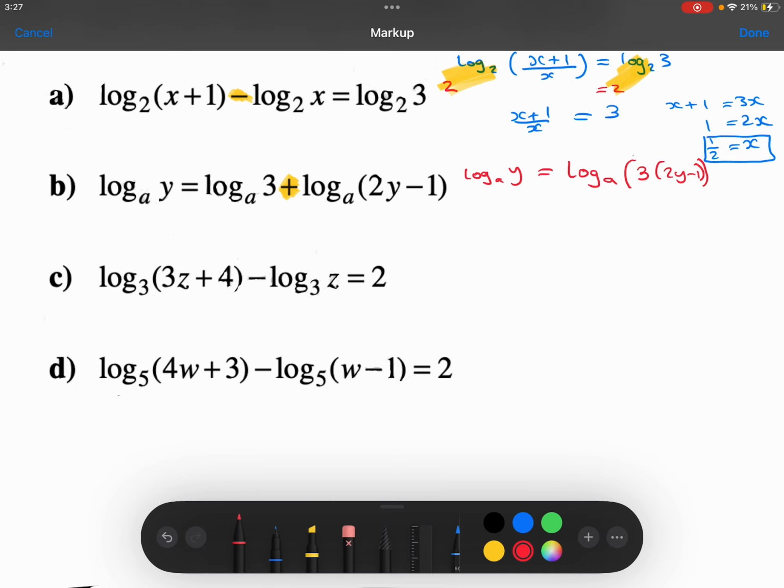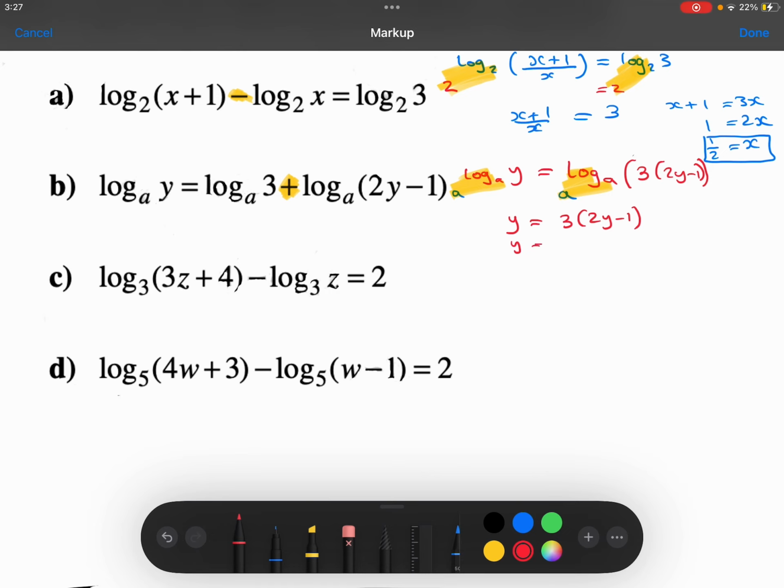Now we've got log base a on both sides of the equation. I can do a to the power on the left-hand side and a to the power on the right-hand side, because those are inverse functions and they're going to cancel out. So on the left-hand side, I'll just be left with y, and on the right-hand side, I'll be left with 3 times 2y minus 1.